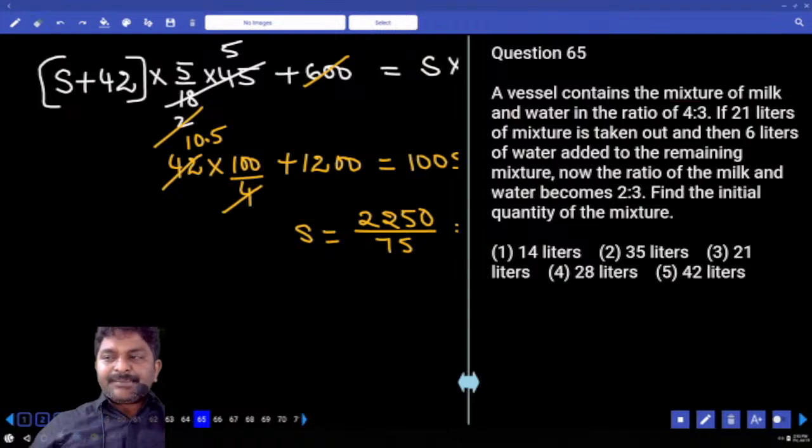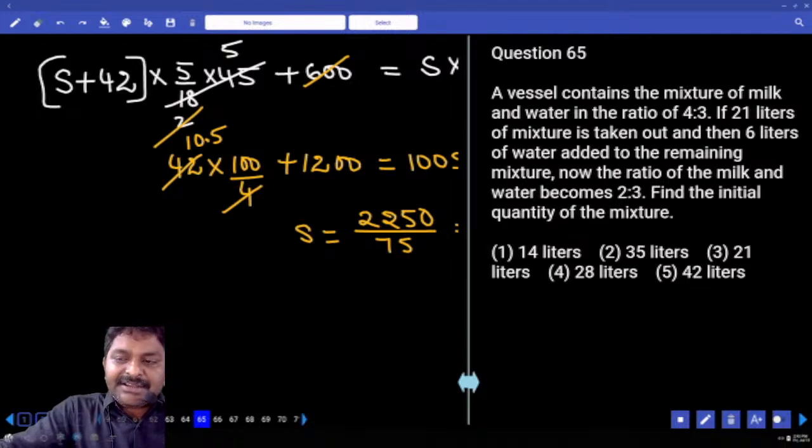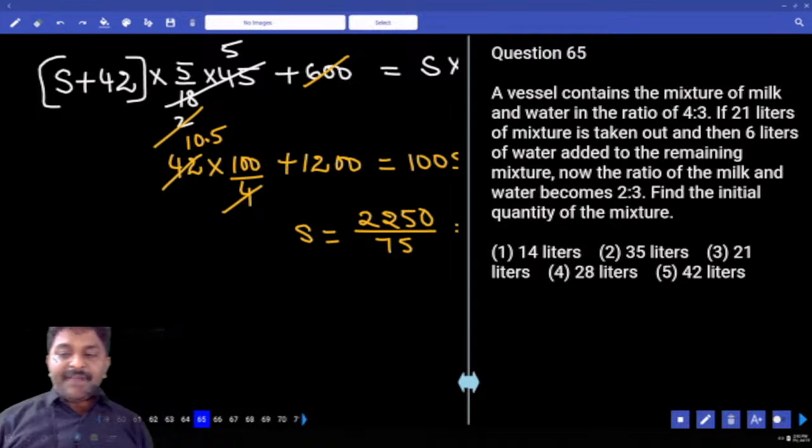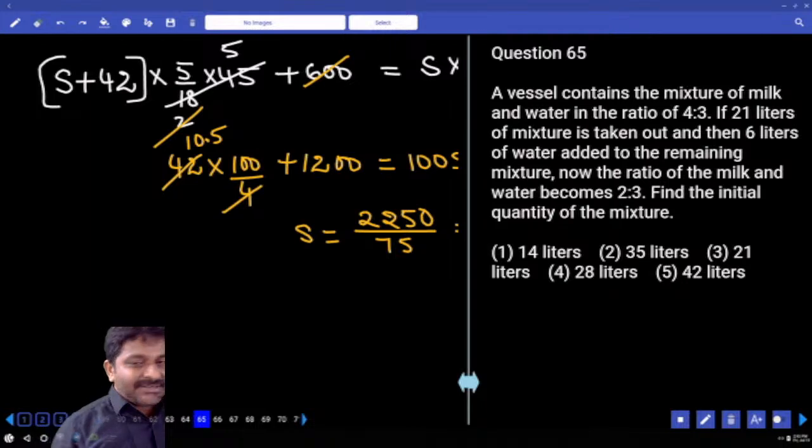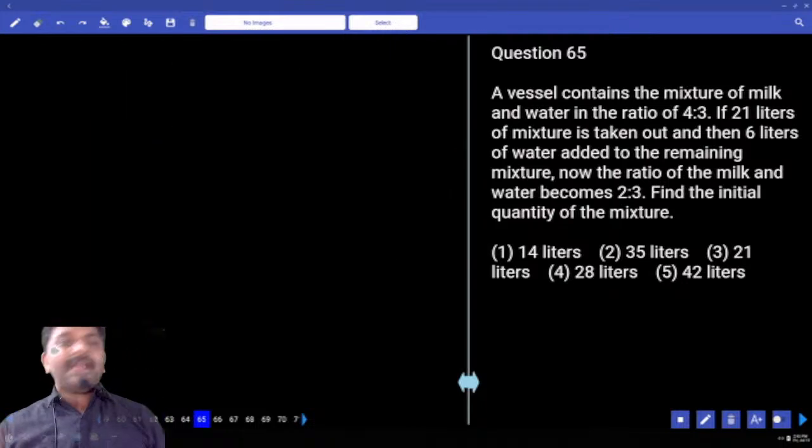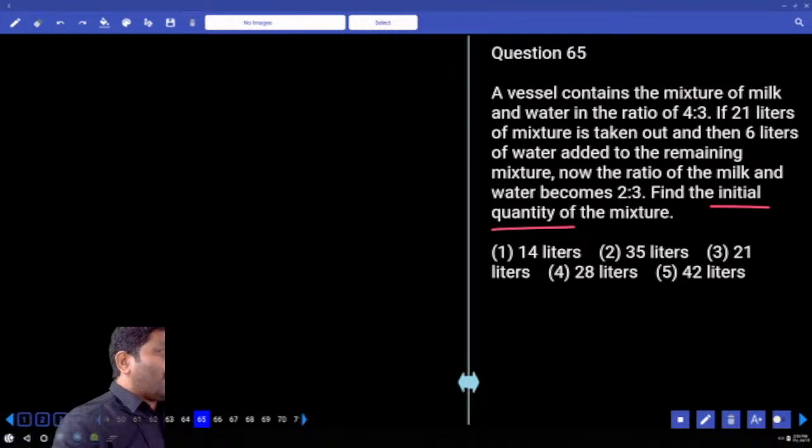A vessel contains the mixture of milk and water in the ratio 4:3. If 21 liters of mixture is taken out and then 6 liters of water is added to the remaining mixture, now the ratio of milk and water becomes 2:3. Find the initial quantity of the mixture. Right. Now look at your final question. What is that? Initial quantity.